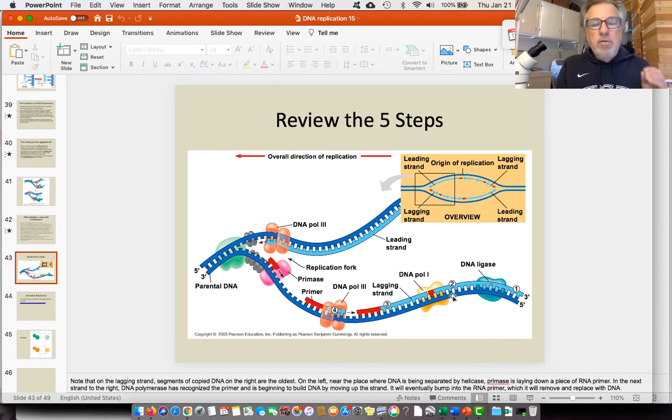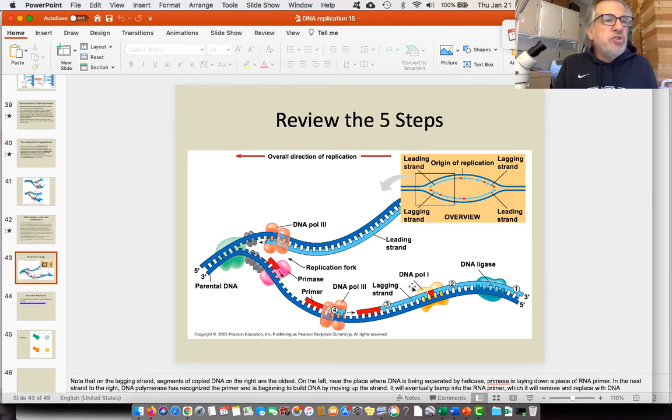Now, remember that each strand serves as a template. And so in theory, that's a very easy rule to follow. But in practice, because the DNA is opening up, each strand is copied in a different fashion. So let's look at that.